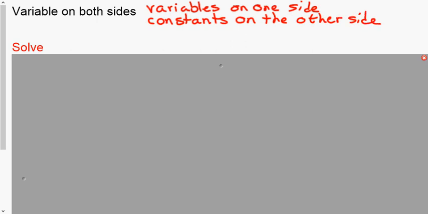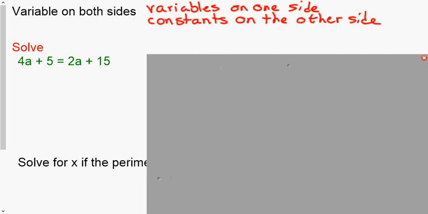So you'll hear, like, I'll say variables to the left, constants to the right, or variables to the right, constants to the left. We have to get variables on one side and constants on the other so that we can solve the problem. My word to the wise, when you're looking at these problems, look at your variables and move the smaller one.